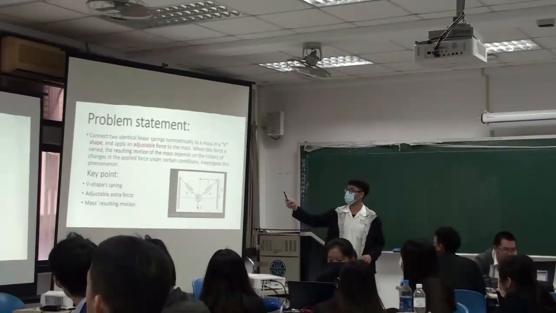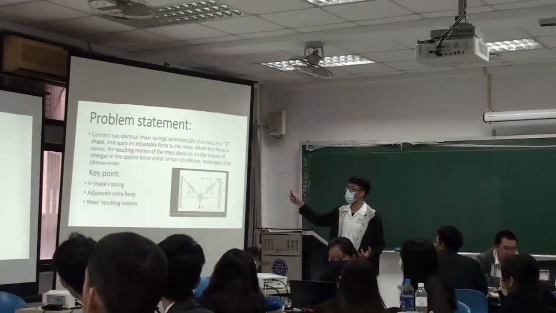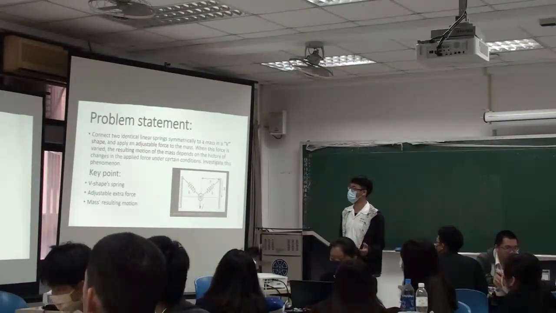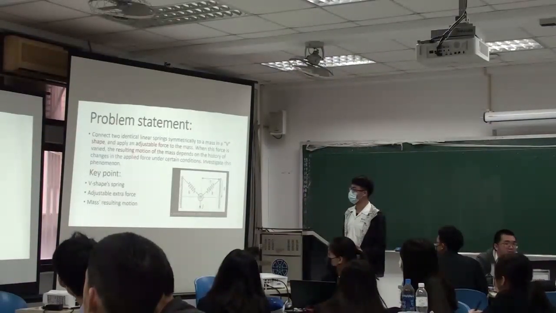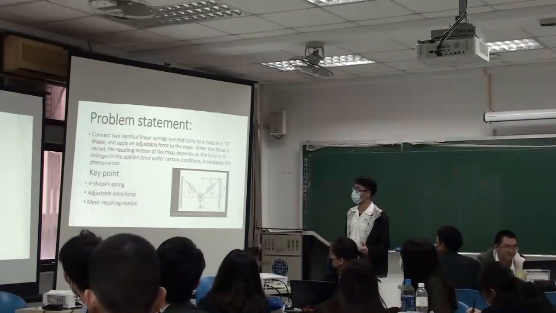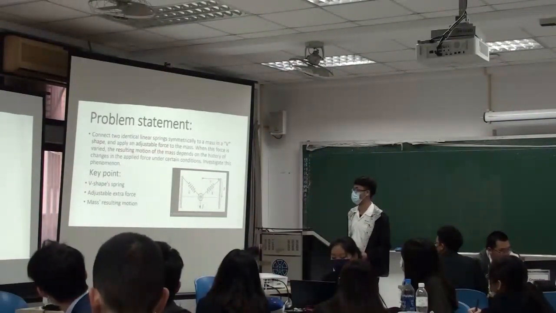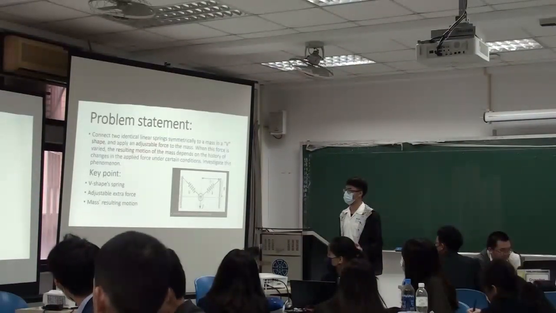First, we connect two identical linear springs symmetrically to a mass in a V shape, and apply an adjustable force to the mass. When this force is varied, the resulting motion of the mass depends on the history of change in the applied force under certain conditions, and we investigate this phenomenon.